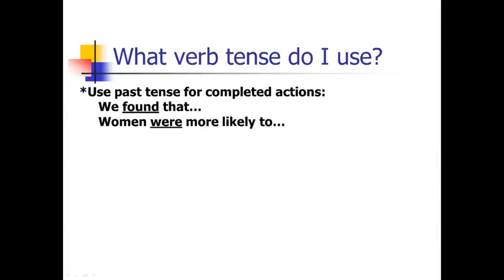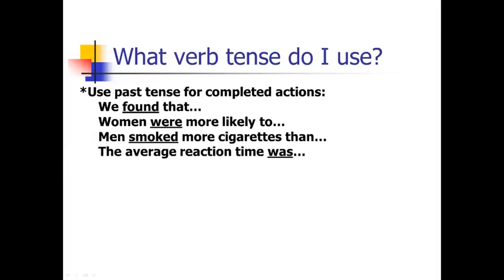The women in our study were more likely to. Well, we've already measured them. So that measurement is done. So they may still be more likely to at this moment, but we're talking about something that was done in the past. So at that point, when we measured them, women were more likely. Or in the past, when we measured that study, men smoked more cigarettes. Again, it's completed because your experiment is completed. The average reaction time was, because again, your experiment's completed, so those are all going to be in the past.